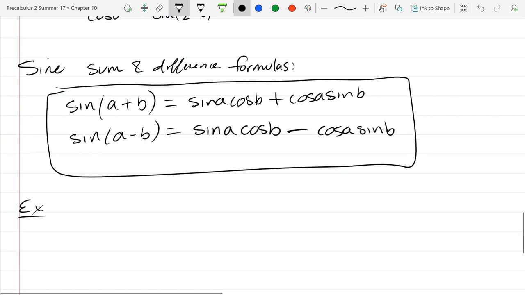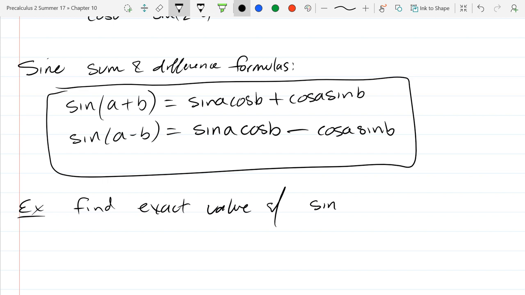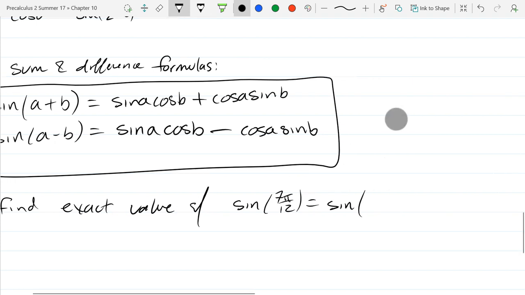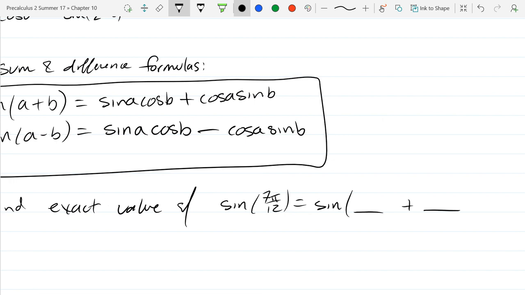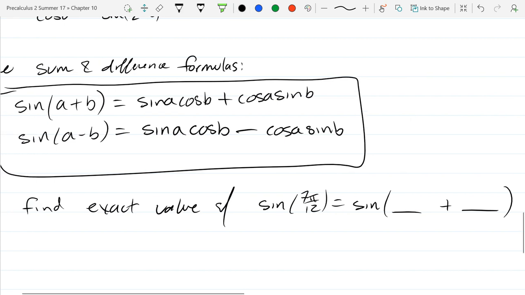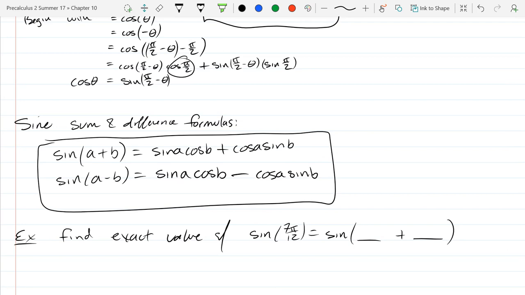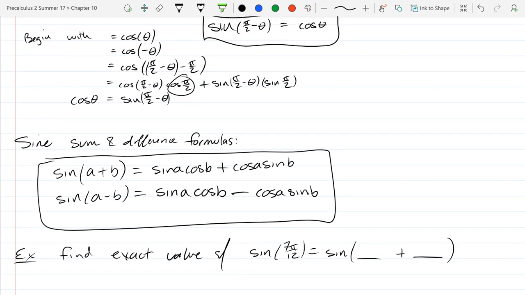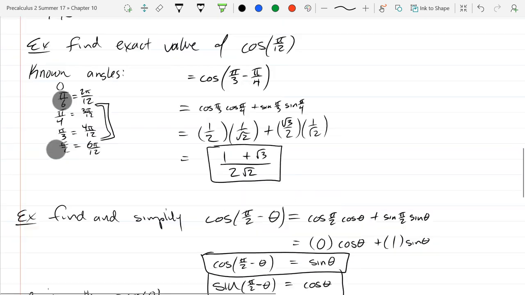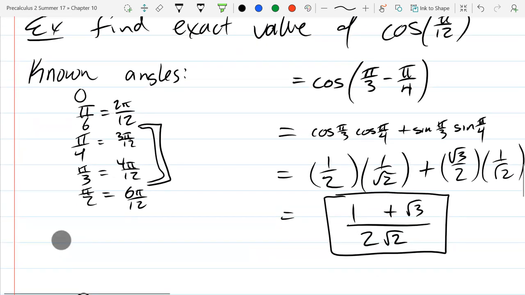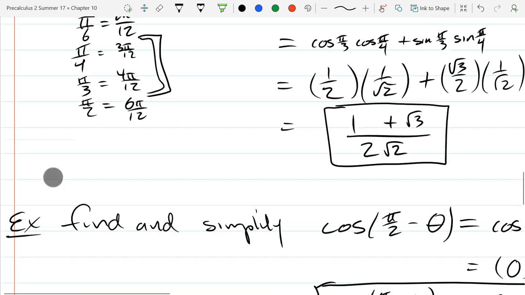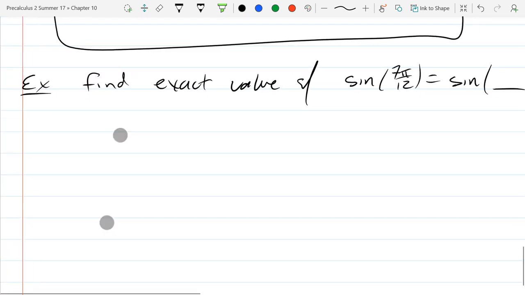So I could say find exact value of 7 pi over 12. So all you have to do is find one angle plus another angle that'll give you 7 pi over 12. And this one is not really worth going into. I strongly recommend you do this on your own, but I'm going to skip it in the lecture. You got all your angles, you know, right here. And all you have to do is get 7 pi over 12. All right, so we're going to skip this problem.